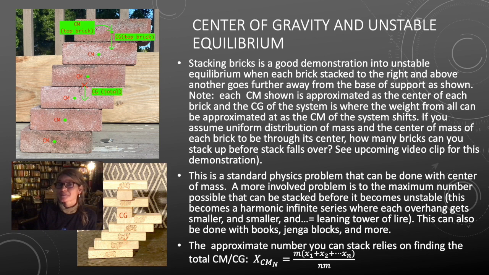All right, so let's look at center of gravity and unstable equilibrium. A good example is stacking bricks. If we stack one brick on top of the other and have some overhang, we will see at some point it becomes so unstable it topples over. Well, where is that point? How can we determine where it will become unstable? Well, that has to do with where the center of gravity is positioned with respect to the stack and how many bricks you have, and with respect to the base of support.